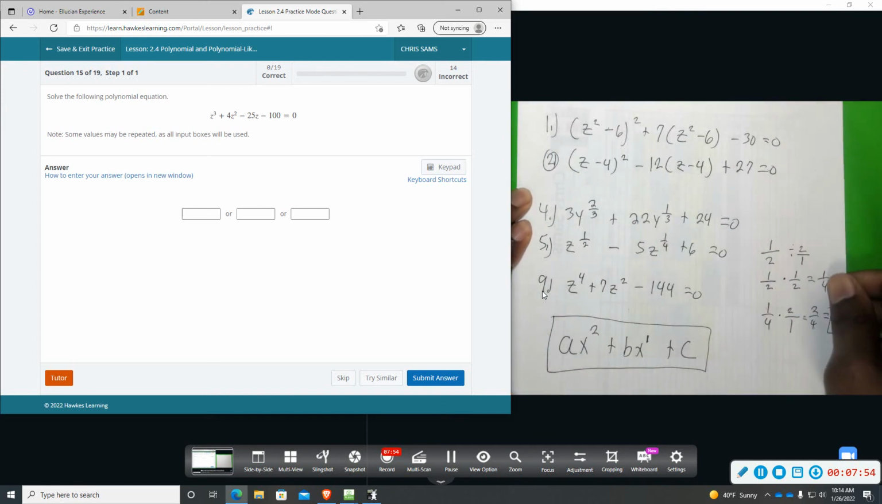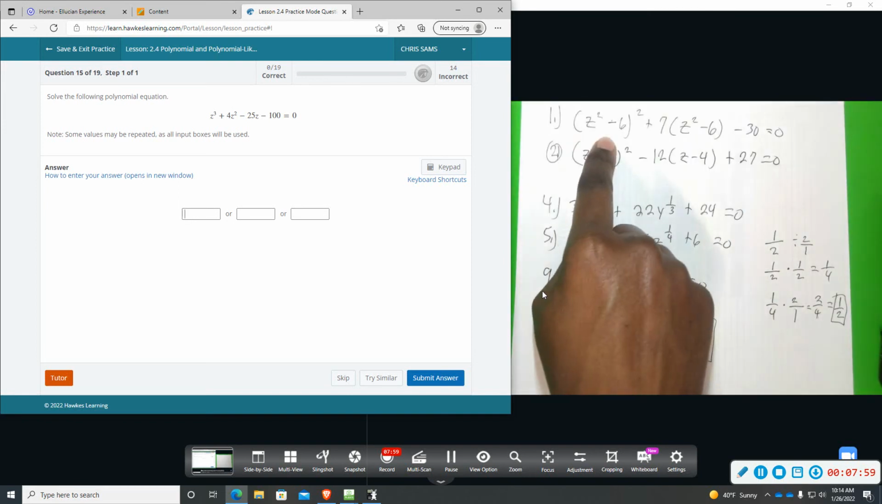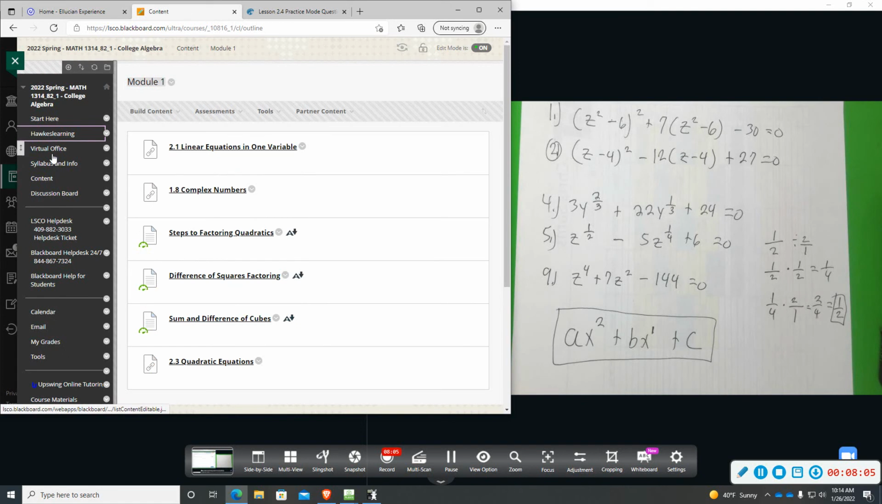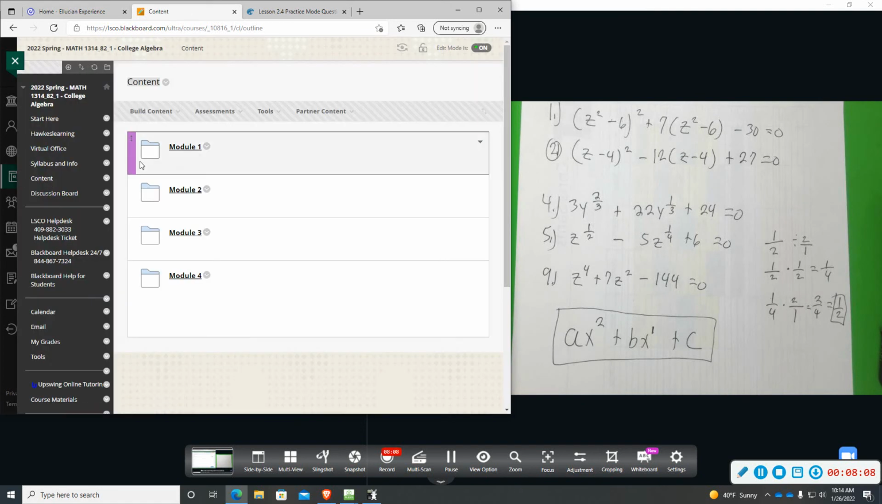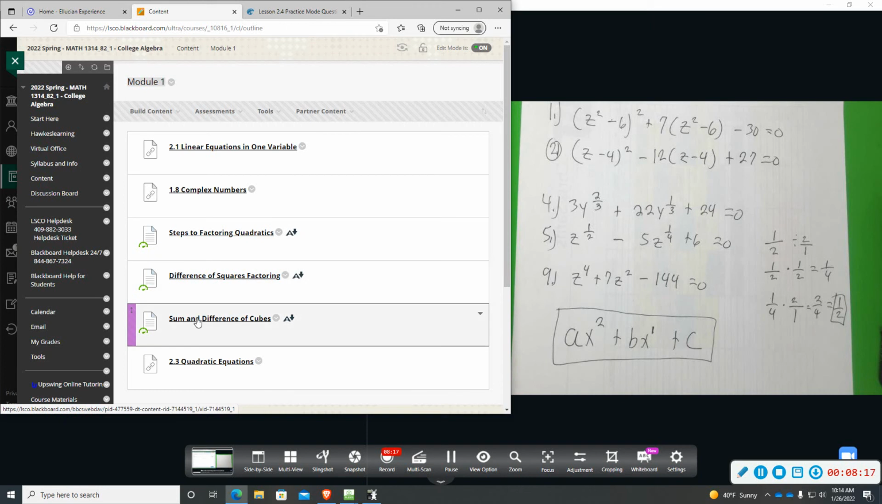So let me go through the factoring process, and again, just to remind you, I have added the steps to factoring in your content folder. So if you go to content and you go to module 1, that's where I was, the steps to factoring quadratics are here. The difference of squares is here, and I also added the sum and difference of cubes here, which you will see in this section. So you can print those out and just follow those steps. The difference of squares and the sum and difference of cubes are just formulas, and if you just follow those formulas, memorize them, then you'll be able to solve any of those.